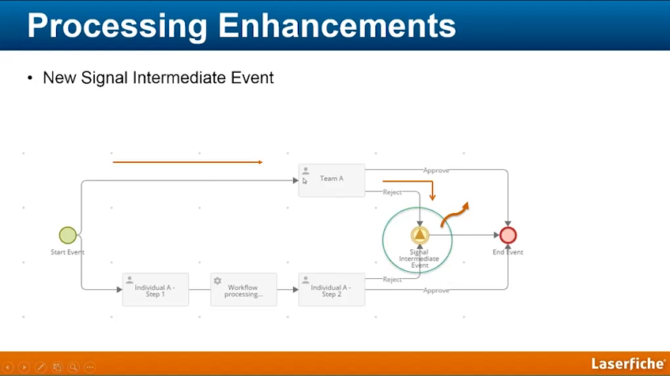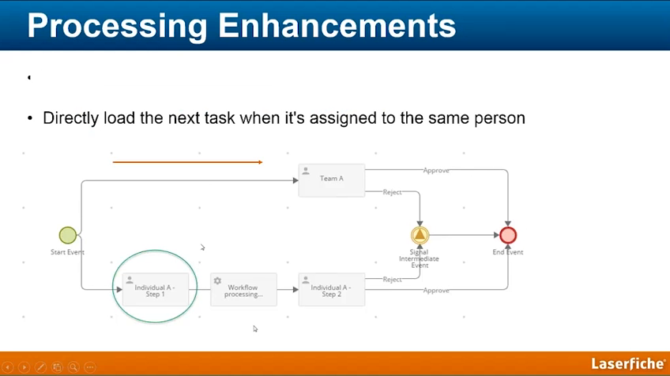Another quick thing to point out in the screenshot as well: notice in the bottom pathway here that the same person is involved in two consecutive user task steps. First, they perform a task in step 1, then Forms would run some processing through workflow, and then that same user needs to perform an additional task. Forms 10 now allows you to directly load the next task when it's assigned to the same person, instead of requiring them to wait for an email notification and access it through that and continue the process from there.